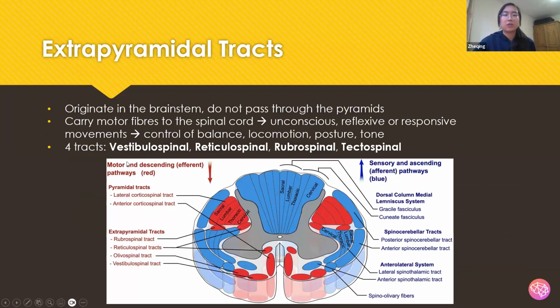And now I'll just go through the 4 extrapyramidal tracts. They originate in the brainstem, and they carry the motor nerve fibers to the spinal cord, and they're mostly involved with reflex or unconscious, responsive movements, compared to the corticospinal, which is involved in voluntary movement.